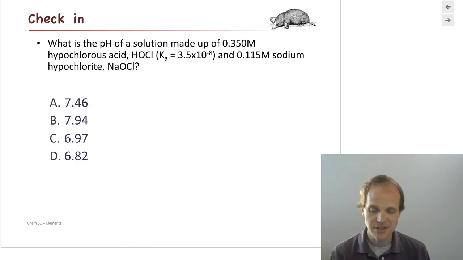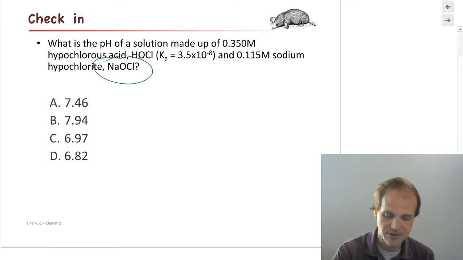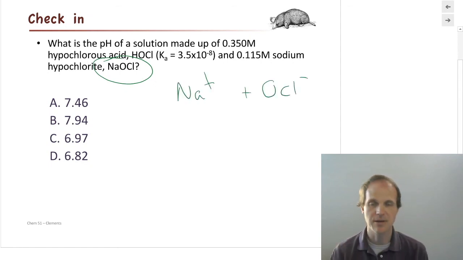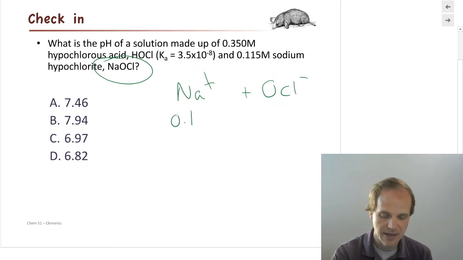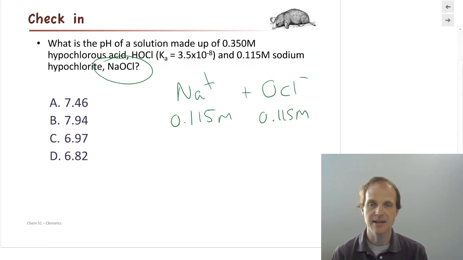All right, so it's now your turn. We're going to try to find the pH of a solution made up of 0.35 molar hypochlorous acid, HOCl, where the Ka is 3.5 times 10 to the minus 8th, and 0.115 molar sodium hypochlorite. Before I let you loose on that, keep in mind NaOCl: what is that going to do in solution? We know from our solubility rules that it's going to break apart into sodium and hypochlorite, and we know from stoichiometry that we're going to get 0.115 molar Na+ and 0.115 molar OCl-. So go ahead and take a look at this problem and see what you come up with.